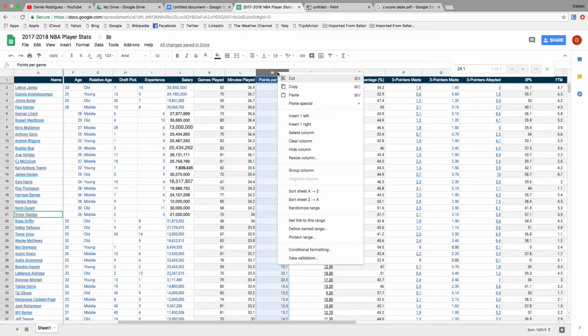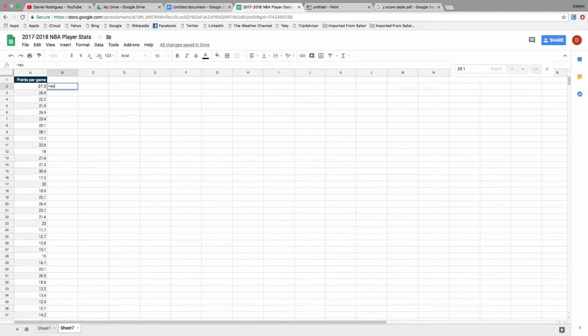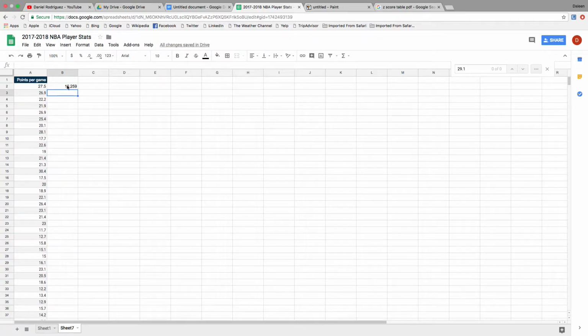So that's M. Let me just copy and paste this into a new sheet just for fun. Alright, so the mean is the average, so equals average, and then I'll select all of this. So the mean is 16.259, and standard deviation equals STDEV of all of this. All right, so we have a mean, we'll call it 16.3. We'll round, and then we'll say standard deviation is 4.95.